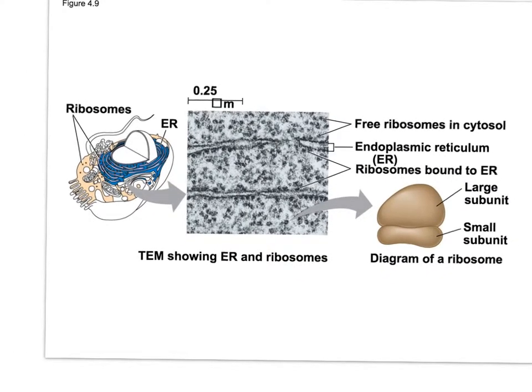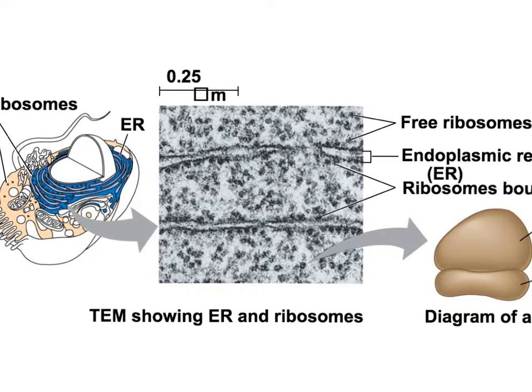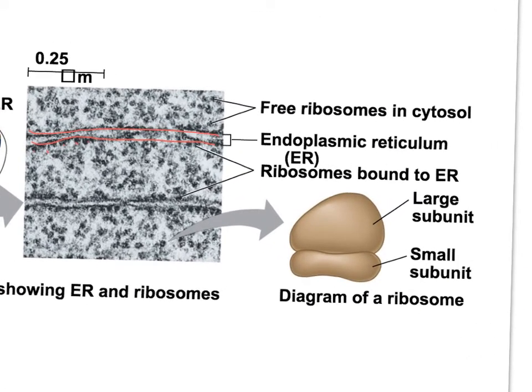Here's an electron micrograph. You'll see there's probably 1, 2, 3, 4, 5, a bunch of ribosomes on this bilayer right there, and then a bunch of ribosomes in between them. So you have both free and endoplasmic reticular, or bound, ribosomes on the ER. And there's your diagram of your large versus small subunit ribosomes.